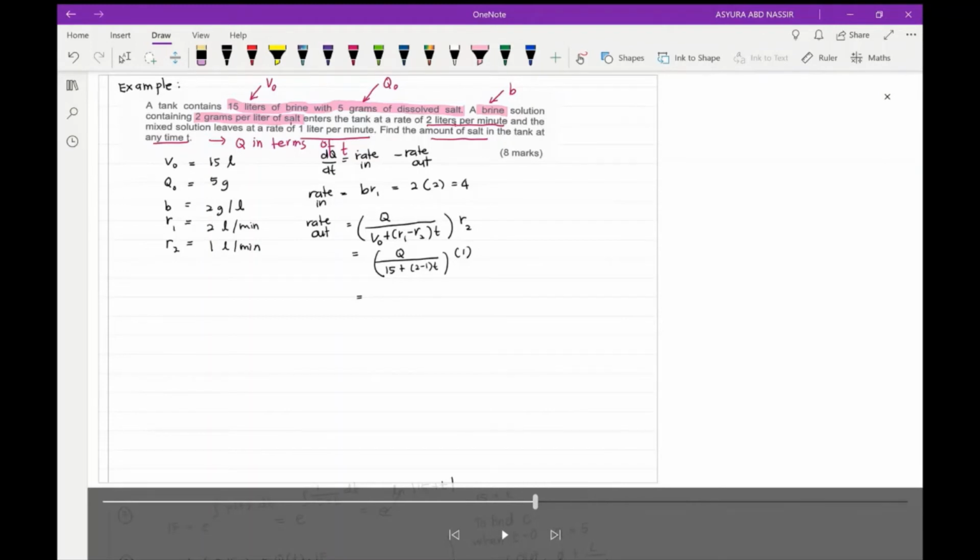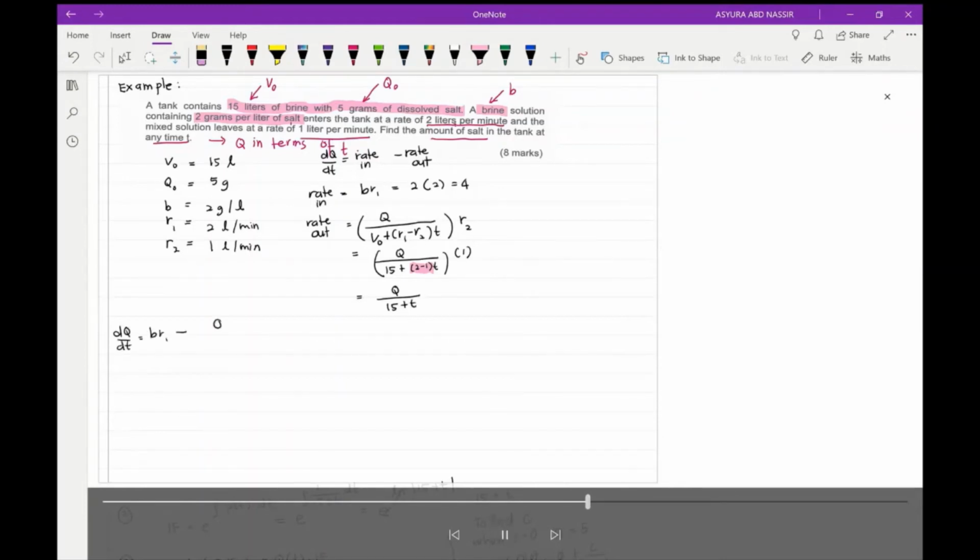So please be careful with your R1 minus R2. R1 minus R2 can be a positive value, so in this case it is positive. 2 minus 1 is 1. It also can be a negative value, if the rate in is less than your rate out. Right? Okay, next. So Q over 15 plus t times 1 will be Q over 15 plus t.